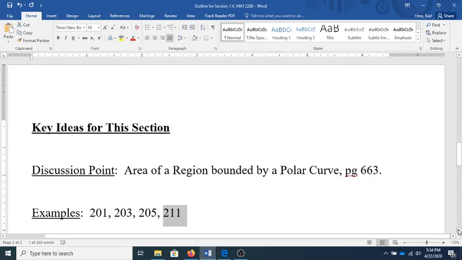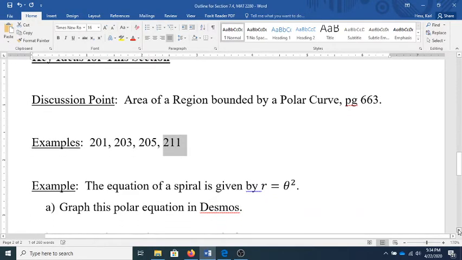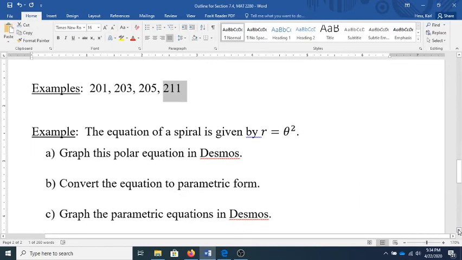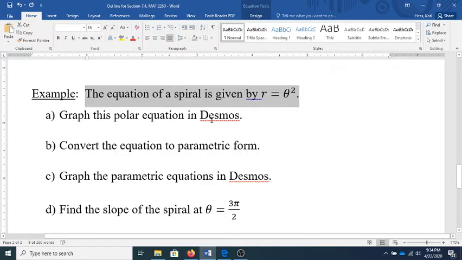Alright, so coming back to our outline, we're on the second page of our section 7.4 outline. We're going to look at a type of polar curve that we haven't discussed yet, or at least I haven't discussed in any of the lectures. It's a polar curve that gives us a spiral. So, the equation of a spiral is given by a rather simple polar equation, r equals theta squared. Let's look at this in Desmos.